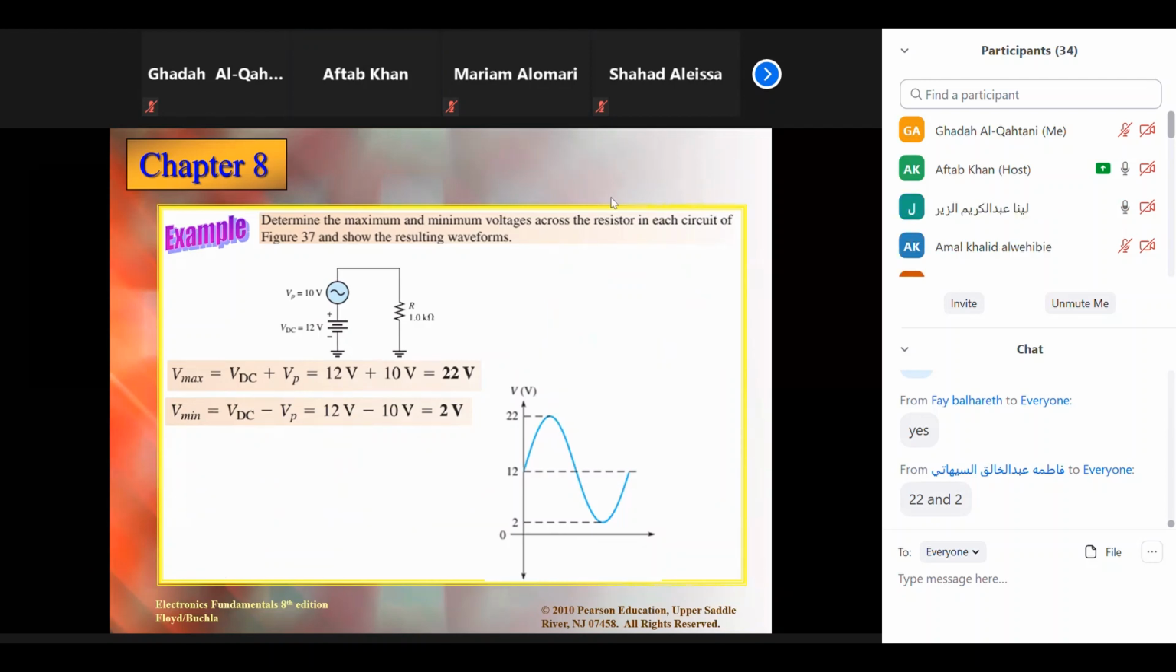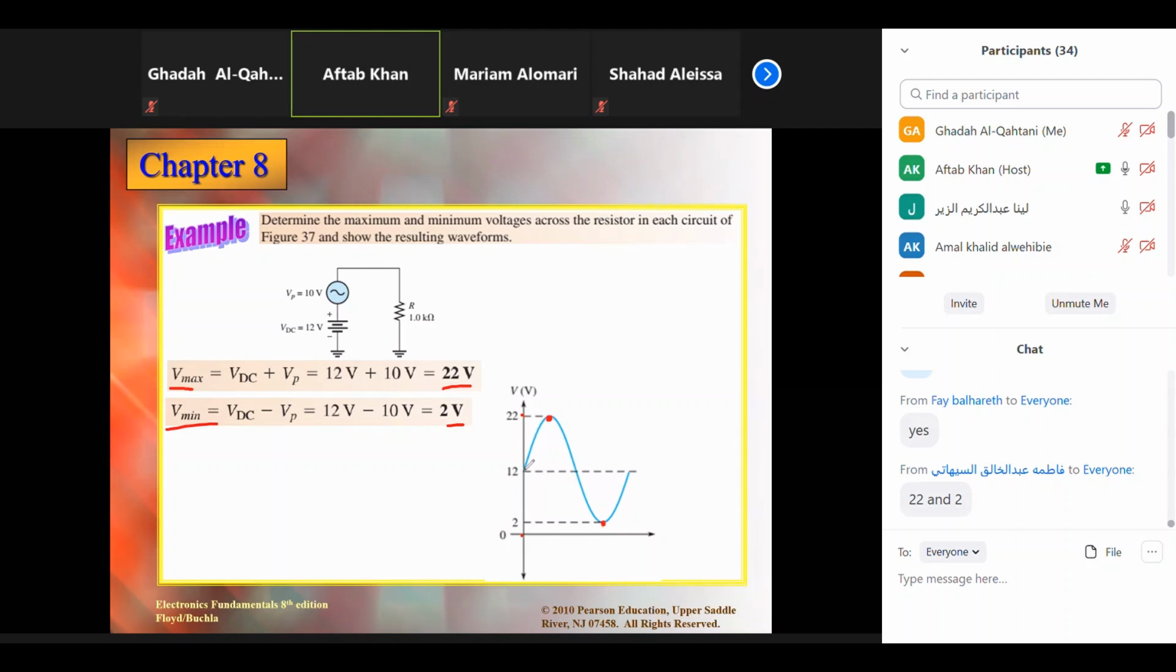Doctor, about V peak, I didn't understand the graph of it. How is it done? V peak is this one, right? Vmax is 22. The V minimum is 2 volts. So what is the peak value? See this one, here is 22. And here is how much? 2. And from where are you measuring? From the 0 axis. So from here it is 22, and from here it is 2 volts. What is the difficult thing here?